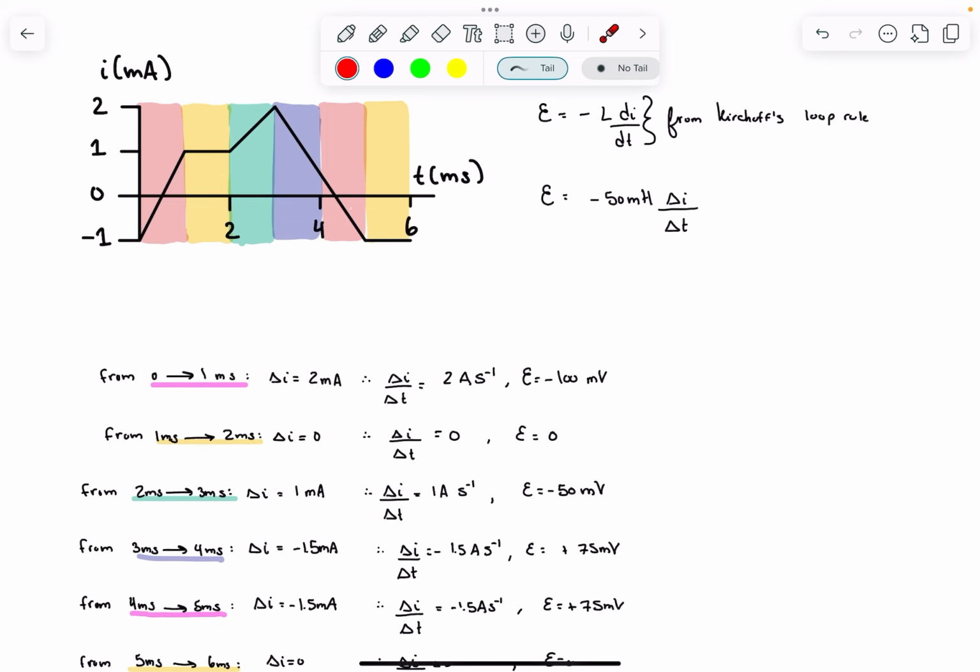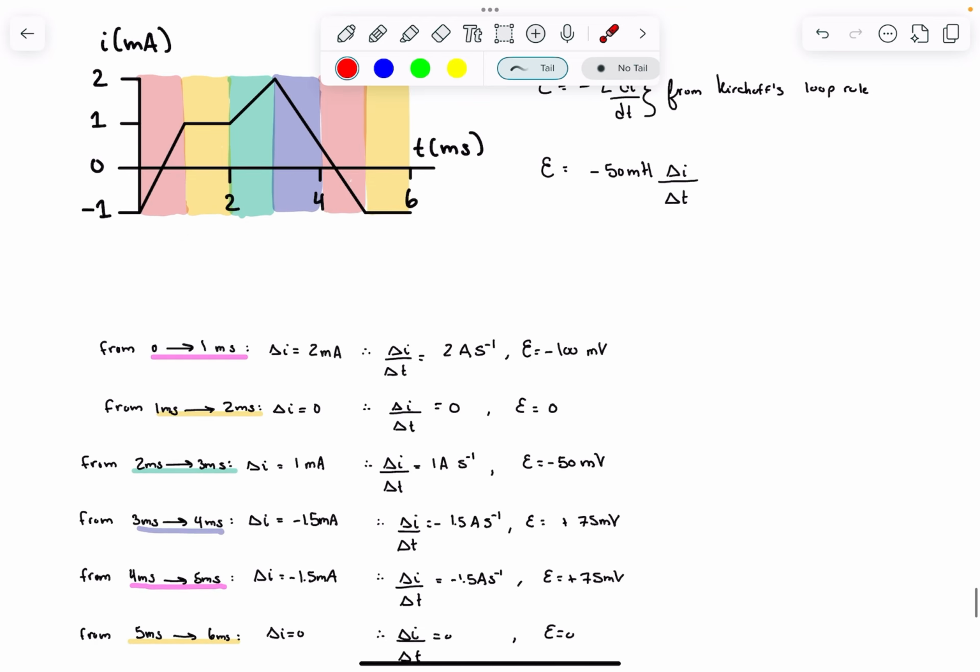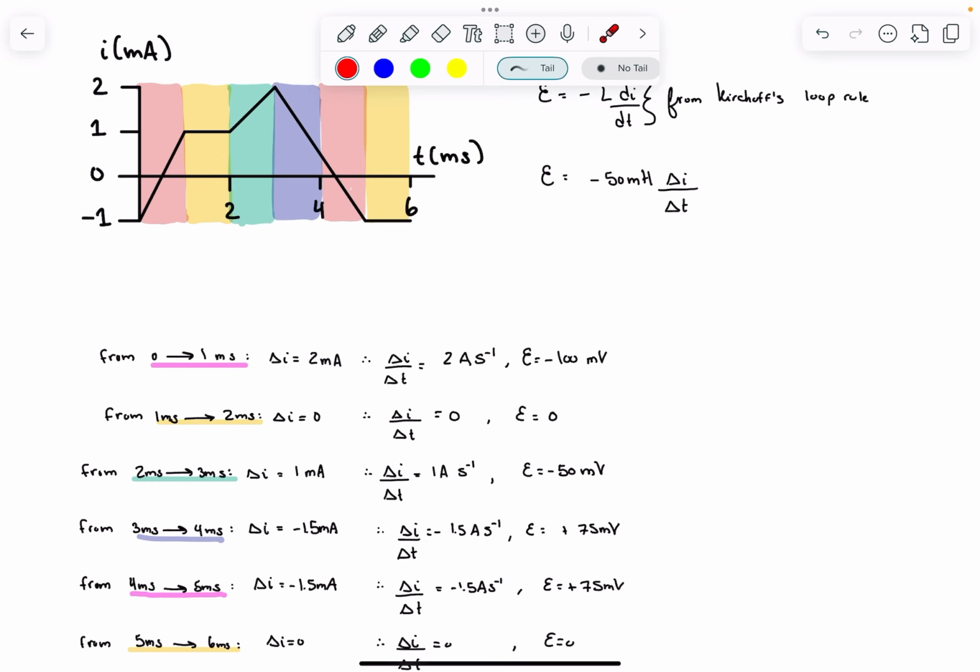Same thing when we go from 4 milliseconds, which is here, to 5 milliseconds, we have a drop down like this, which is negative 1.5 milliamps. Delta I over delta t is negative 1.5 amps per second, EMF of plus 75 millivolts. Here it's flat again, so the EMF is 0.